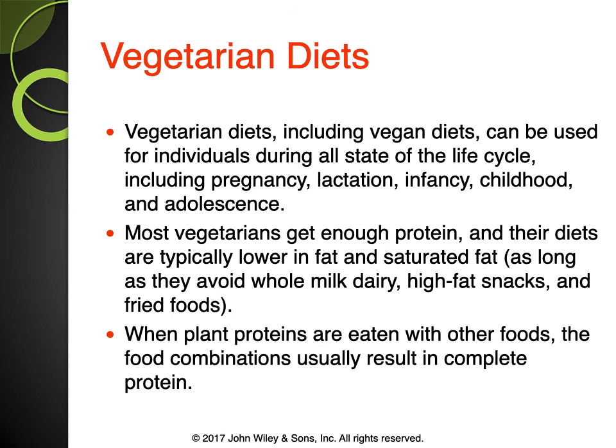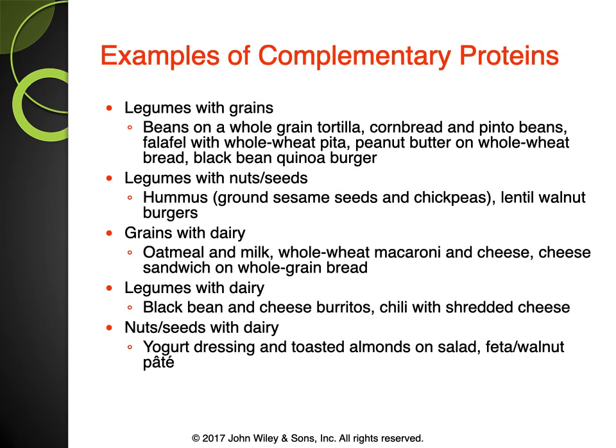So we're gonna go through this. This is just FYI, fun facts. It's a review of complementary proteins, but you guys are already aware of these: legumes with grains, legumes with nuts and seeds, grains with dairy, legumes with dairy, and nuts and seeds with dairy. These are different ways that you can pair incomplete proteins together, and by doing that, you supplement whatever amino acids are missing from the diet, and you get complementary protein. This is great so that vegetarians and vegans can meet their nutrient needs.